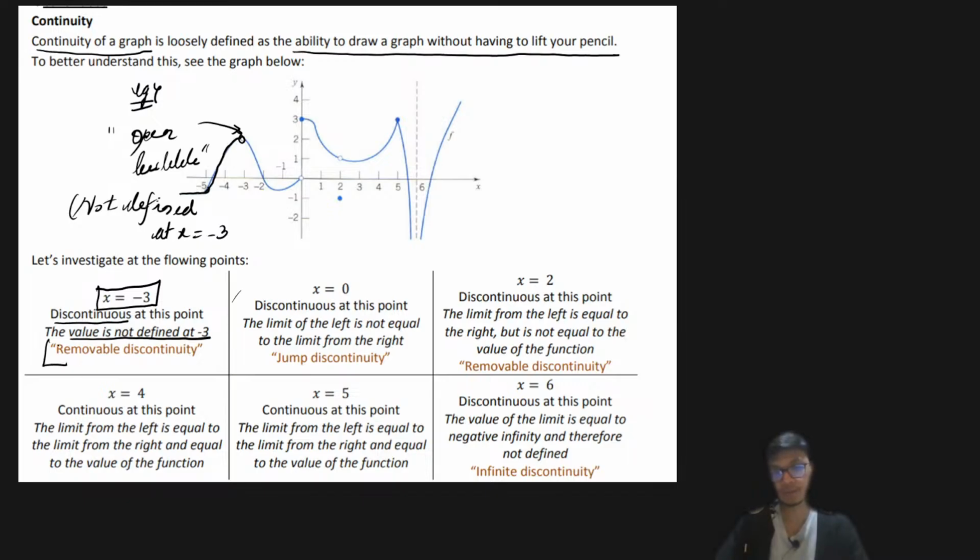Hence, wherever the value is not defined, such a discontinuity is called a removable discontinuity, because you can always remove this discontinuity by defining the functional value at x equals -3 exactly to the value that the function would take if it was a continuous function.